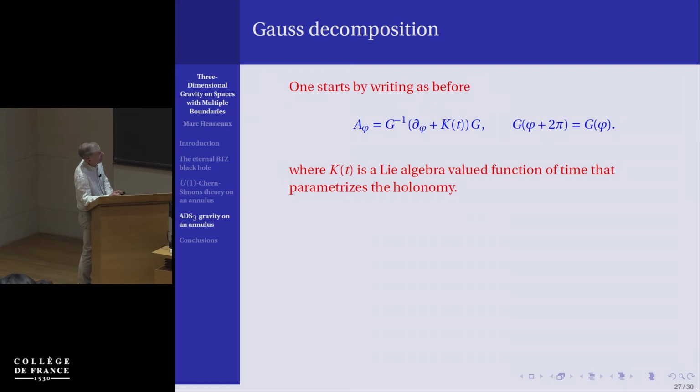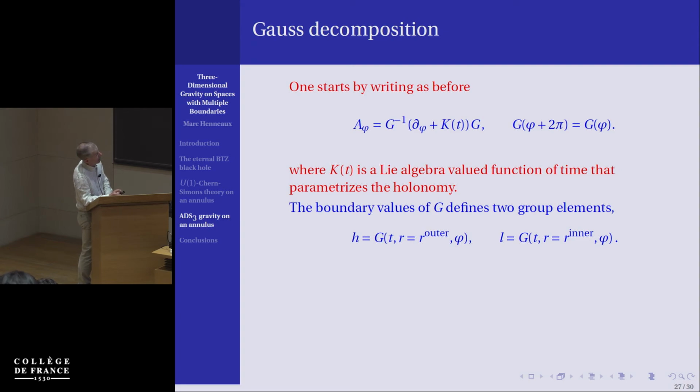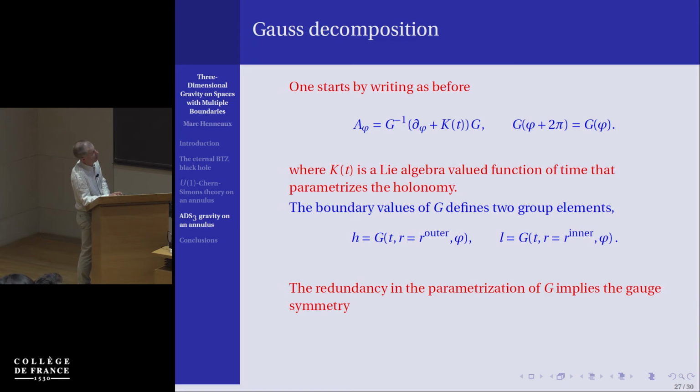So K is Lie algebra valued. We know that for the black hole it's hyperbolic. And then the boundary values of G will determine two group elements. The value of G at the outer boundary, which I call H. The value of G at the inner boundary, which I call L. And there is some gauge symmetry related to the redundancy in the parameterization of G, just as in the standard Chern-Simons theory: you multiply H and L on the left by omega, and you conjugate K by omega.